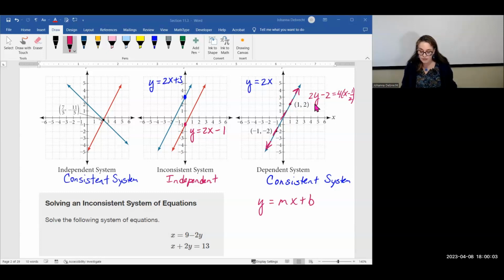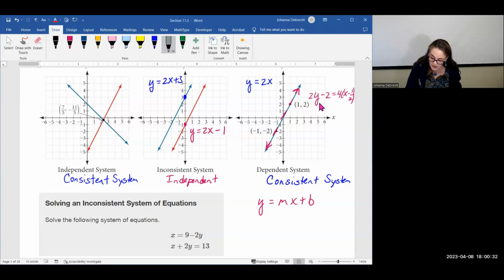The equation of the red line is 2y minus 2 equals 4 times x minus 1/2. And you may go, well, gosh, that doesn't look anything like the blue line equation. It doesn't, but it's the same line. How will I know this is the same line? The only way to know it's the same line is to go to slope-intercept form or to graph it by graphing points. What I'm going to do is change colors.